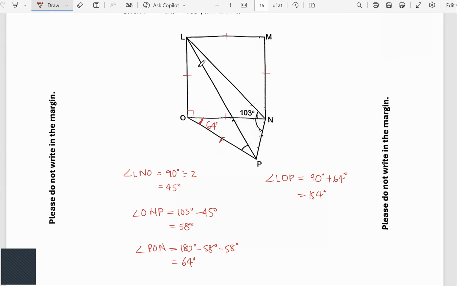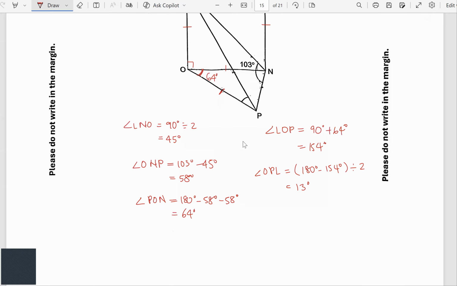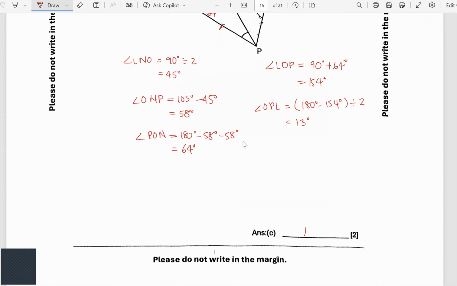is 90 plus 64, 154. So if you had labeled all your equal sides, you realize that triangle LOP is also isosceles. So with an isosceles triangle, you can find OPL. 180 minus LOP, which is 154, then divide by 2. Okay, so angle OPL is 180 minus 154 divide by 2. So answer 13 degrees.